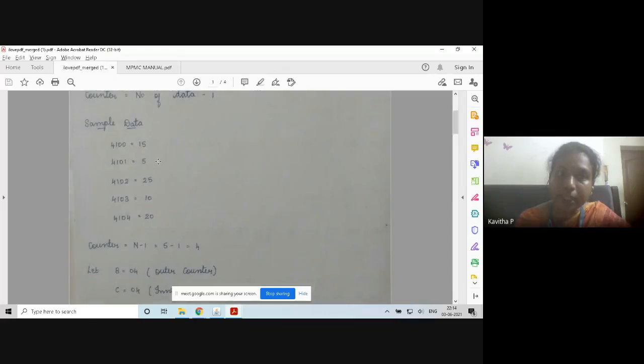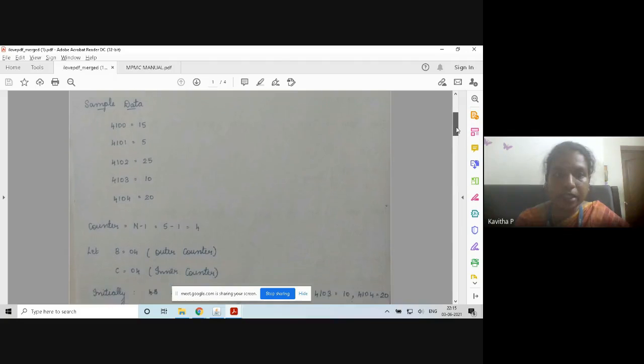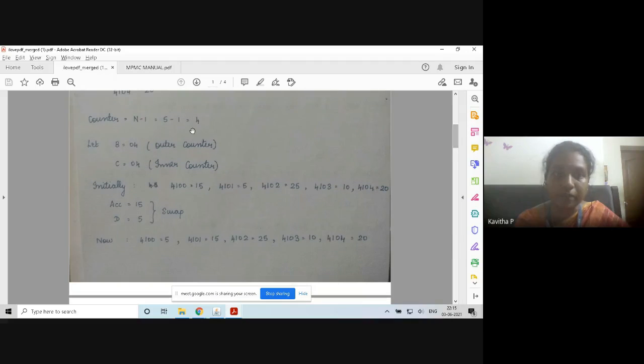So this 5 will move on to the memory location 4100 and 15 will move on to location 4101, which is called swapping or interchanging of numbers. And then we will decrement the inner counter value and we will compare the second and the third value. And the process will go on. Since the total number of data we have taken here for sample is equal to 5, the counter value will be equal to total number of data minus 1, which is 5 minus 1 equal to 4.